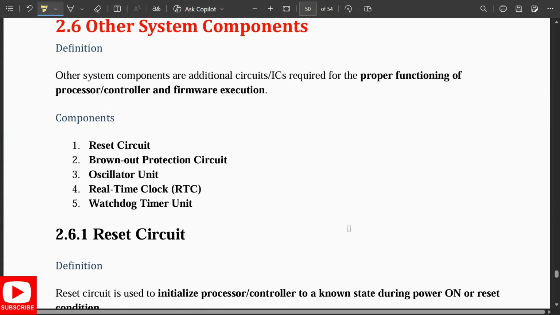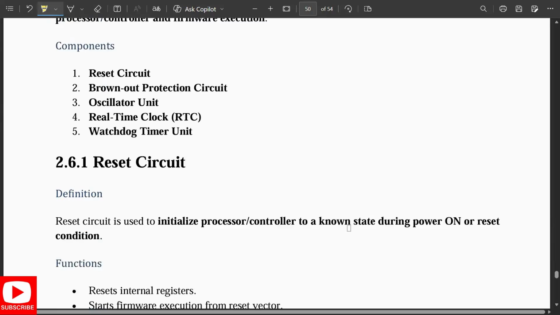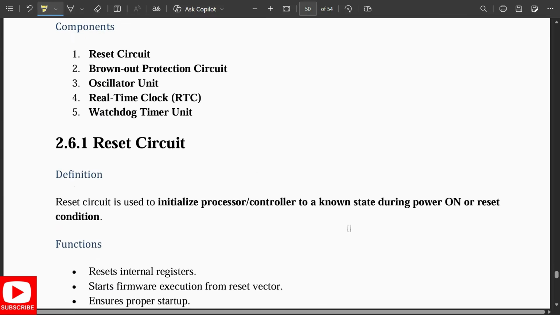Some of the other system components we can see here. Why do we need these? They are required for the proper functioning of a processor or my software execution. Some of the components are the reset circuit, we need a brownout protection circuit, we need an oscillator unit, we need a real-time clock, that is RTC, then the watchdog timer unit.